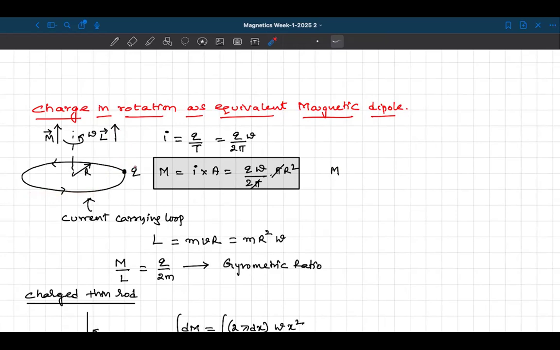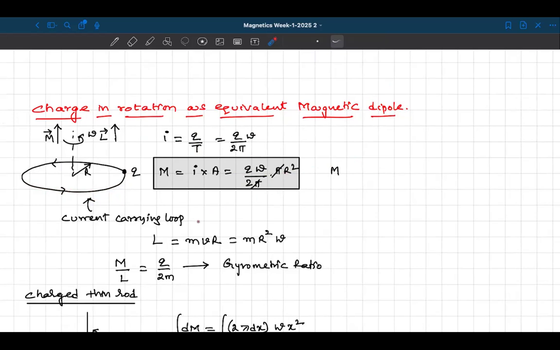So how? Very simple. It is a positive charge. Since it is a positive charge, it is equivalent to a current loop. Then curl the four fingers of right hand in that direction. Thumb represents magnetic moment. Now, how is current defined in this case? Current is charge by time period. Here it is Q omega by 2 pi. So magnetic moment is IA, Q omega by 2 pi times pi r square. So finally the magnetic moment is Q omega r square by 2.